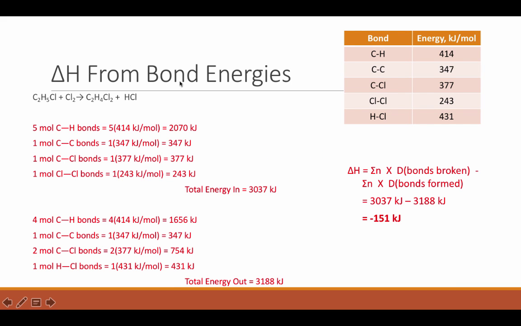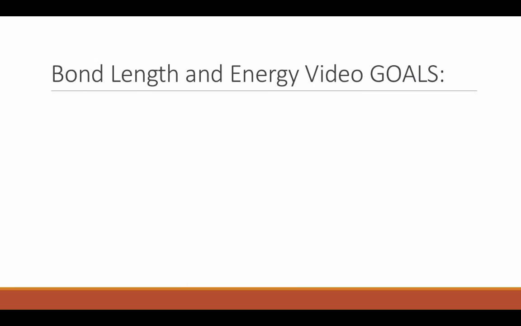In order to break our reactant bonds, we needed to put in 3,037 kilojoules of energy. However, when our product bonds formed, 3,188 kilojoules were released. Adding these two terms together, or subtracting if you prefer, because one is a negative, we end up with a difference of negative 151 kilojoules, meaning this is an exothermic process that will release 151 kilojoules of energy per mole of reactant. That brings us to the end of this video.